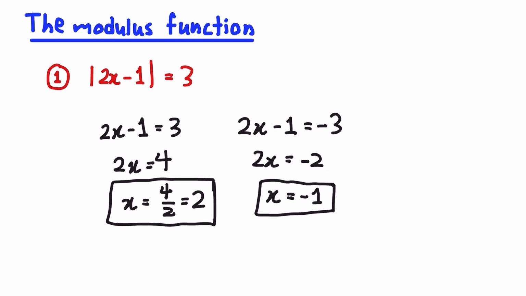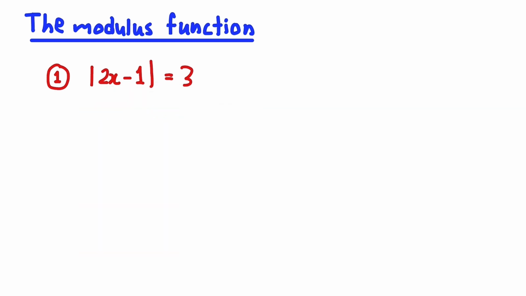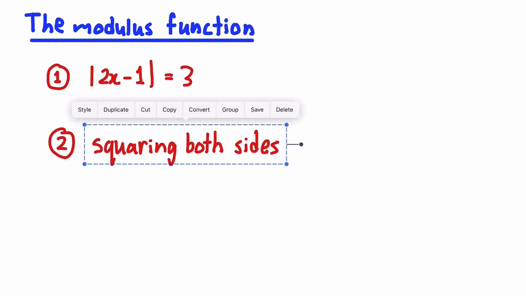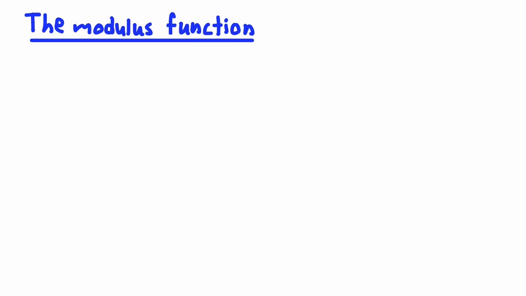But there is another way of answering modulus functions, which we will start doing now, which is squaring both sides. How will we do this? Let's take the same example: the modulus of 2x minus 1 equals 3.